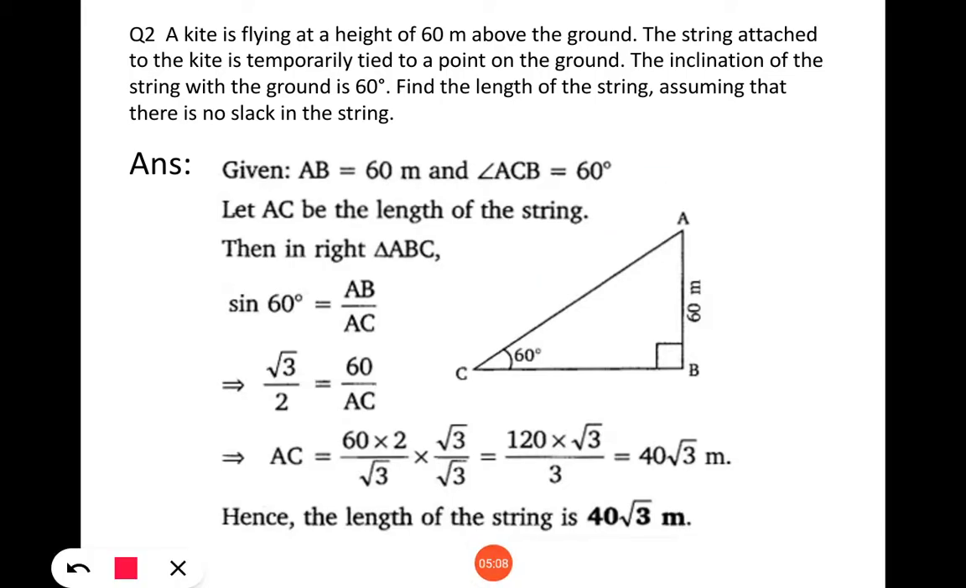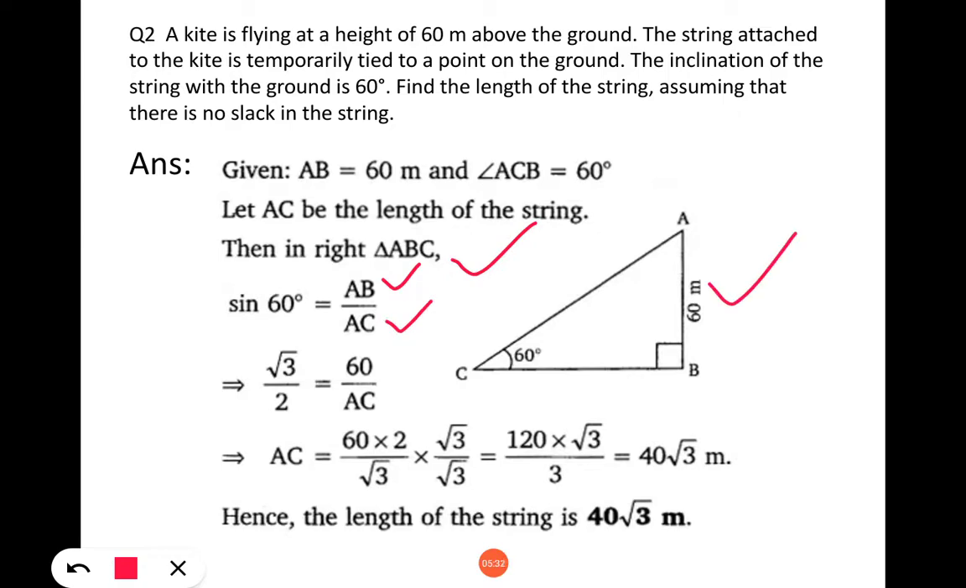So let us see what we have given. We have given AB equal to 60 meter, height of the kite from the ground, angle of elevation 60 degree, and AC the length of the string. We have to find this AC. Now in triangle ABC, again taking the ratio AB upon AC.